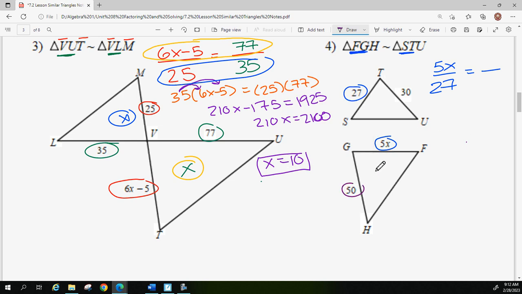And then I have this other side, GH. That's going to go on top because 5x was on top and they come from the same triangle. GH goes with TU, which we have, is 30. And so we could cross multiply here and solve this, but right now I want to focus on getting those two fractions. This is the new piece.